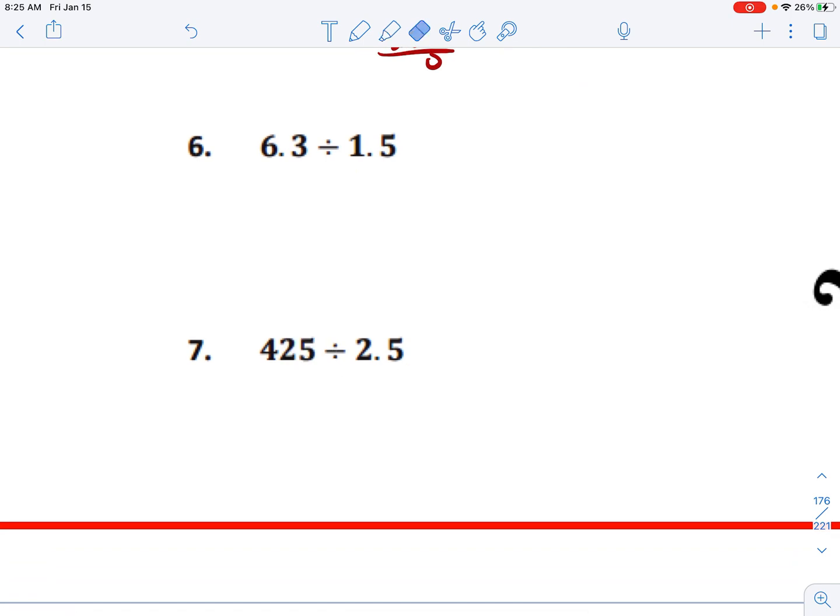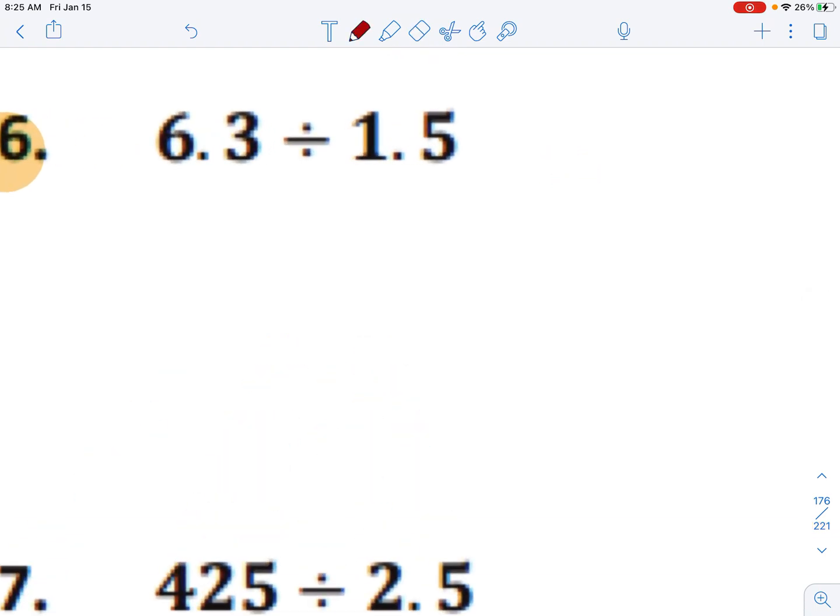Okay, 6 and 7. I want you to go ahead and try on your own. Pause the video and try these really quick on your own, and then restart the video when you are done. Just a quick tip, on number 6, you're going to have to add a decimal and a 0, okay? So let's go ahead and get started. You should have done these on your own after pausing the video.